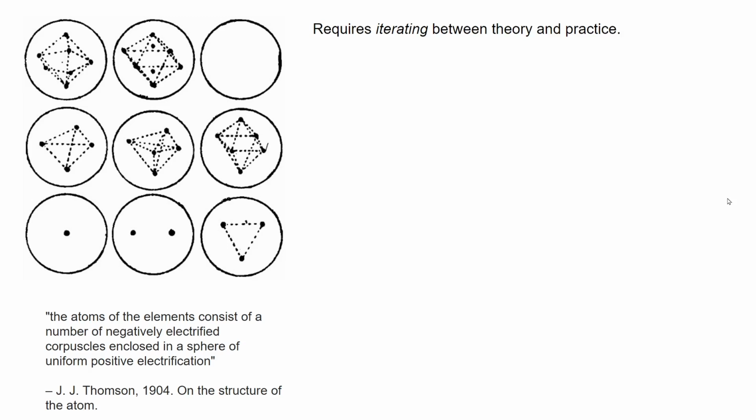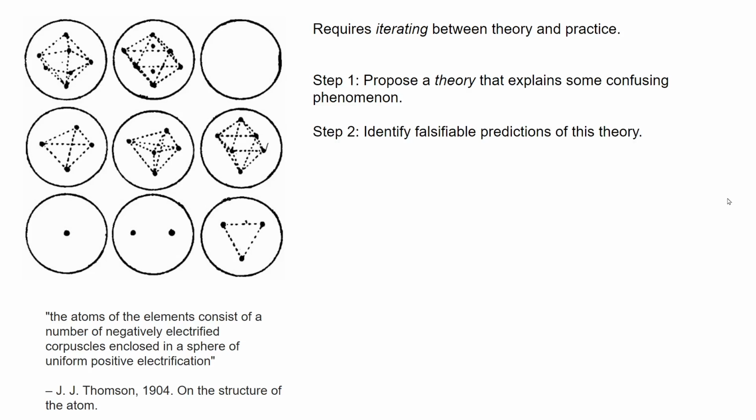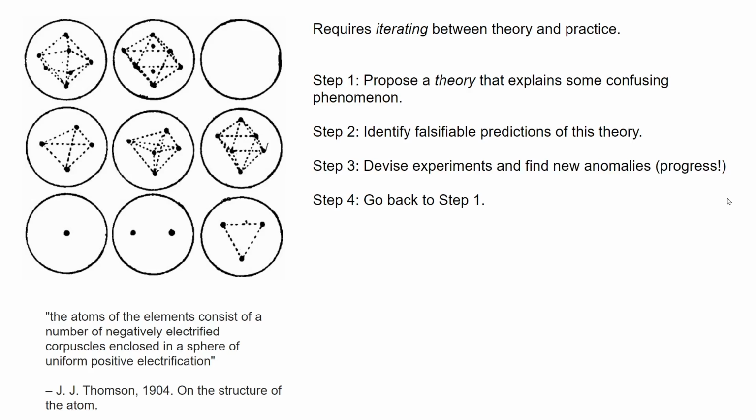Okay, so how do we do this science? I don't have a full answer, and I'm not going to be able to give you a full answer right here. But here's my stab at a 2-minute answer. I think doing this requires iterating between theory and practice in a way that's rare when we're trying to explain these modern deep learning puzzles. I would summarize the steps as proposing a theory that explains some confusing phenomenon, then identifying predictions that this theory makes, devising experiments to test those predictions, and probably we'll find new anomalies. And this is progress. And then going back to step 1. I would be really excited to see more papers that had this kind of structure in them.